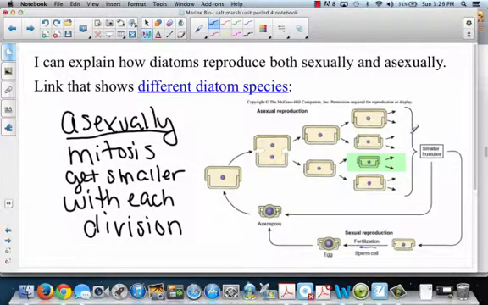So when they become that small size, they can recognize that, and they start to release their sperm and egg, which will create a cell called an auxospore, which is right here, which will grow large and become a larger diatom that will then repeat the cycle. So asexually is through mitosis, sexually is going to be through fertilization. But it's only when they get to that really small point right here that they become inefficient, and then they have to reproduce sexually.